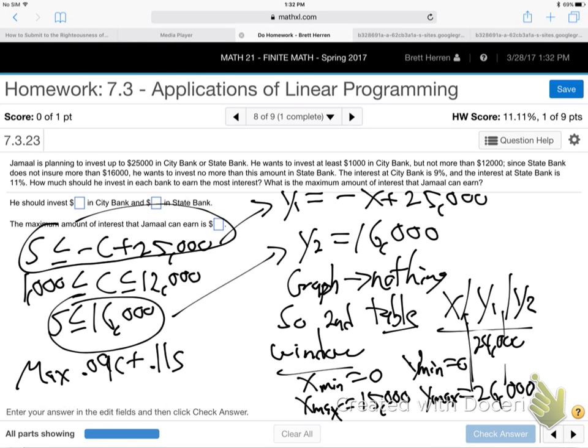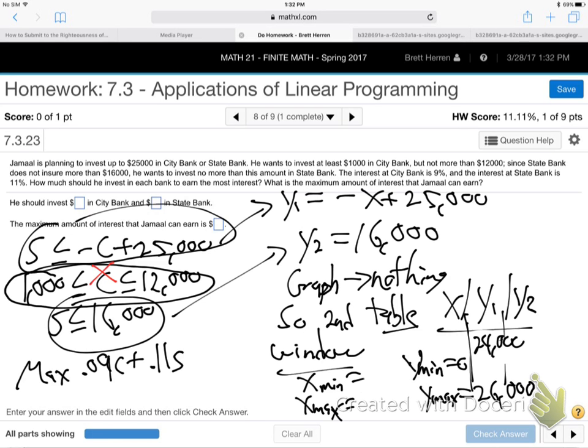Not only that, you know where else I should have seen my X? Look at this right here. This is telling me about X, isn't it? It's saying X can only go from 1,000 to 12,000. So let's just make that our window. Yeah, what am I doing? I should have just made that our window. That would be the easiest way to handle that.